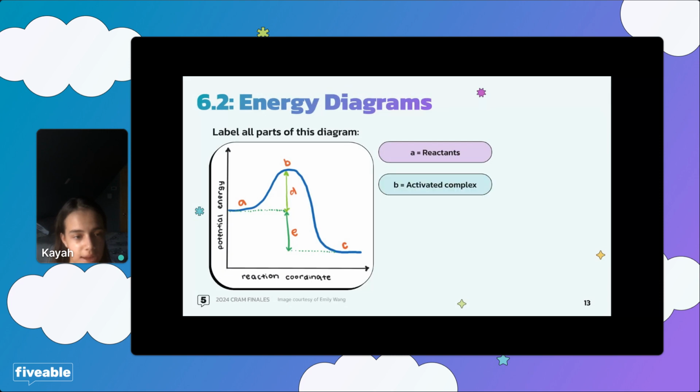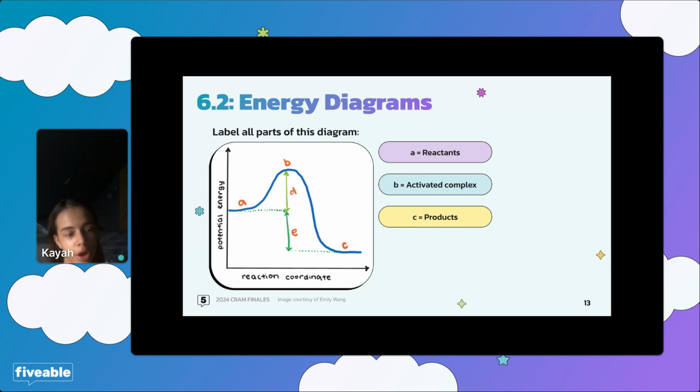And then we have B, and this is the activated complex. It's also sometimes represented by E sub A. So that's something to know, but they usually will tell you that it is an activated complex, or if you check on your chemistry reference table, you will find that explanation as well.